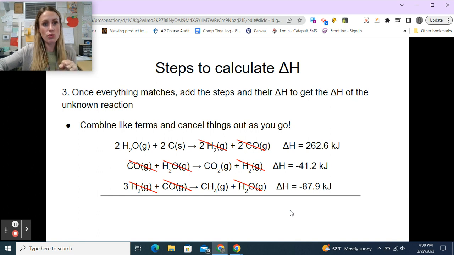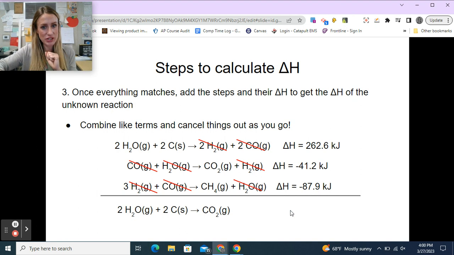So I have the 2 waters plus 2 carbons on the reactant side of that first equation. And then I have CO2 from my second equation on the product side, and I have methane, CH4, from that third equation on the product side. And then all I do here is add those delta H's all up together, 262.6 minus 41.2 minus 87.9, and I end up getting 133.5 kilojoules for this overall reaction. So those are the basic steps for Hess's law.